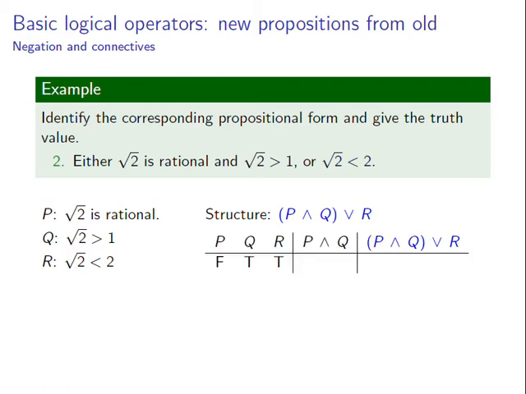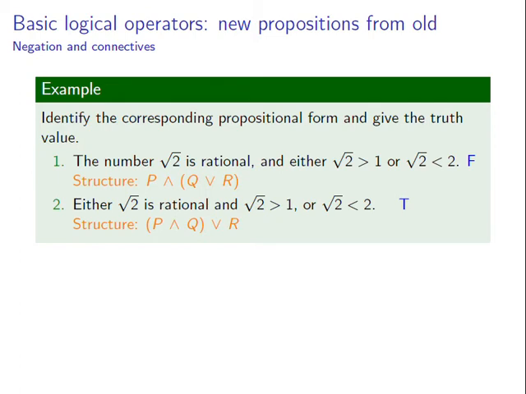As in the previous example, P is false, Q is true, and R is true. So, P and Q is false, since P is false, and either the conjunction P and Q, or R, is true, since R is true. Therefore, the given sentence is true.